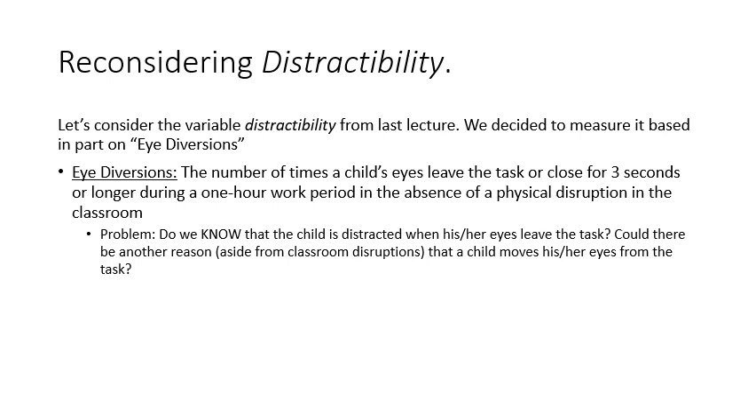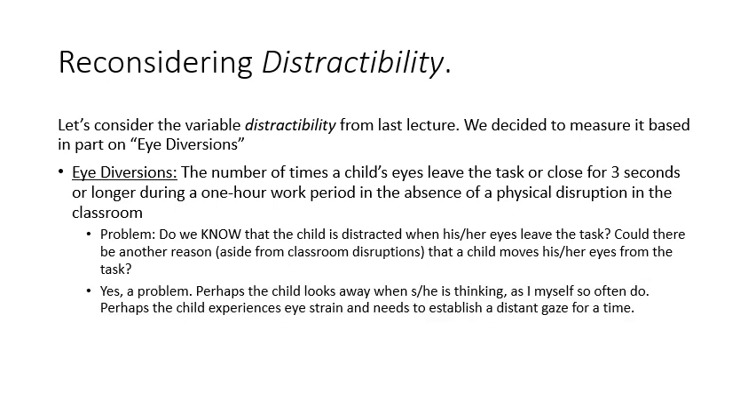The problem is this: do we know that when a child's eyes leave the task, that means that they're distracted? Do we know for sure that we can interpret that eye movement in that way? Or could there be another reason, aside from classroom disruptions, that a child moves their eyes like this? And I would say, yes, this is a problem. Perhaps the child looks away when she or he is thinking. I do that all the time, look kind of up. Or maybe the child experiences eye strain and needs to establish a distant gaze for a time.